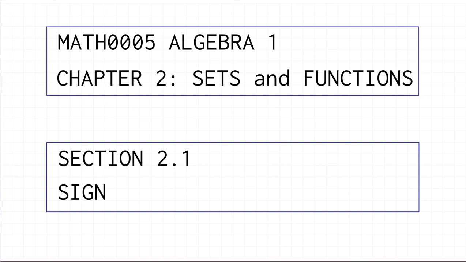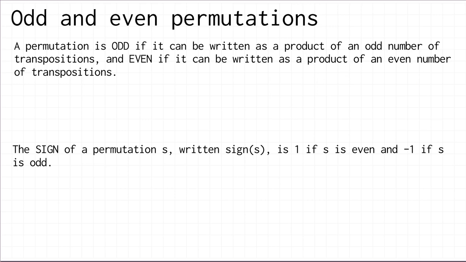In this video, we're going to define what it means for a permutation to be even or odd, and we will see that composing permutations behaves just like adding even and odd numbers. Unfortunately, the definition is going to be a bit harder for permutations than it is for numbers. So here is that definition.